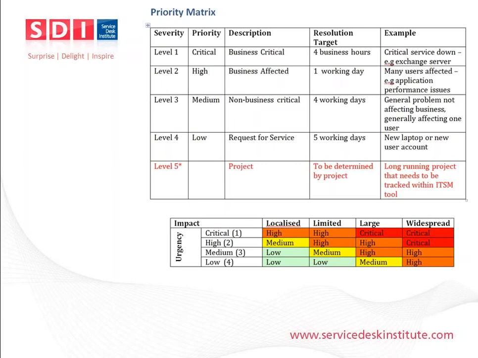Yeah, so interestingly in this matrix, we've got localised, limited, large and widespread, so that would be a localised issue with the example you've given. Mm-hmm. So even if it's identified as of critical urgency, it's only going to get high prioritisation instead of critical. Right. So is there a solution to this? Like I say, this is a traditional impact versus urgency calculation.